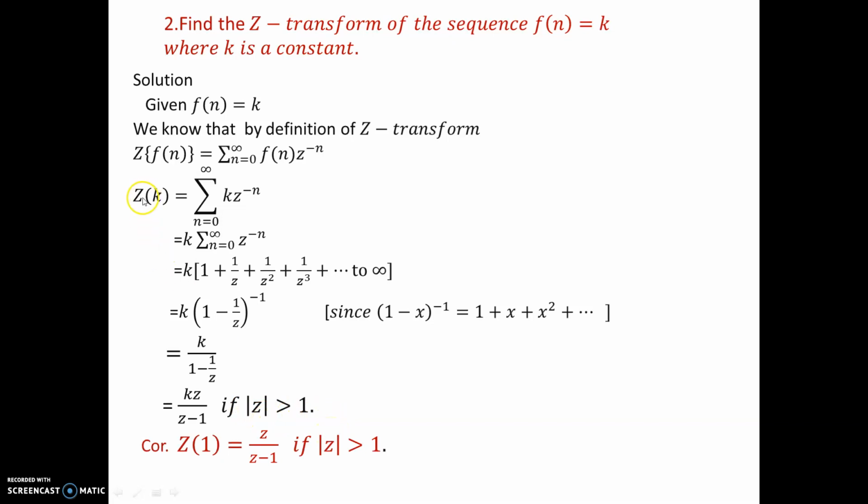We need z transform of 1. Put k equal to 1 in this result. We get z transform of 1 equal to 1 into z divided by z minus 1 if modulus of z greater than 1. In case z transform of 2, put k equal to 2. We get z transform of 2 equal to 2z divided by z minus 1 if modulus of z greater than 1.